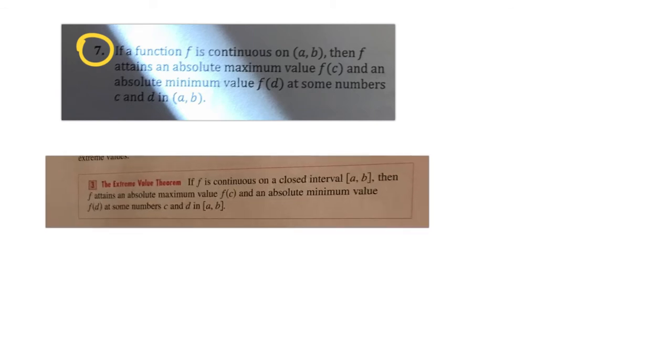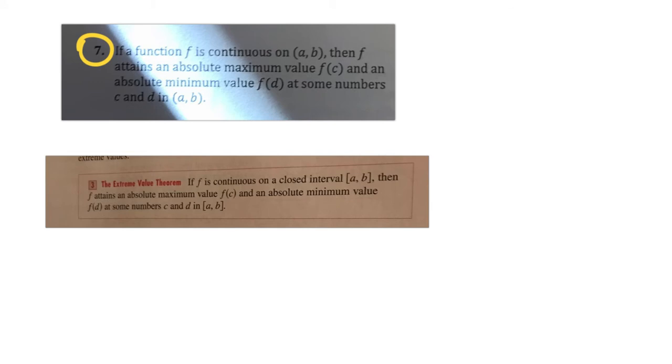So the bottom line is we have, if a function f is continuous on [a, b], then f attains an absolute maximum value of f(c) and an absolute minimum value f(d) at some numbers c and d in [a, b]. Now, the tricky thing is you want to notice, what's the difference here? It looks the same, but it's different. The difference is the fact that there's brackets here. So this is a closed interval, and that's an open interval. So it looks like the extreme value theorem, but it's not.